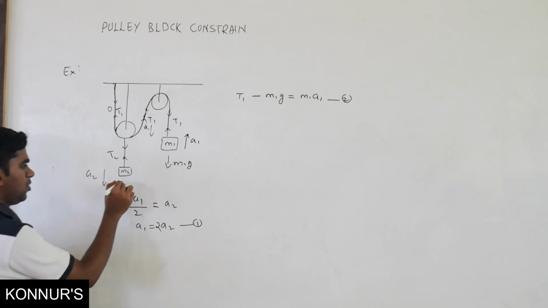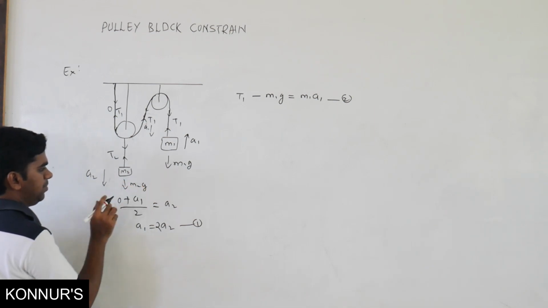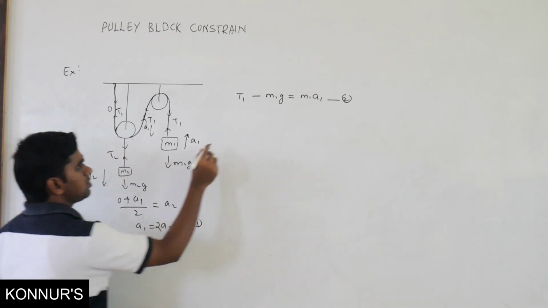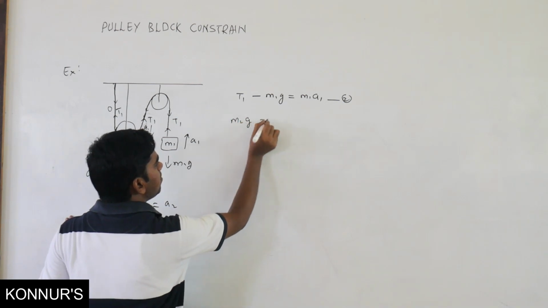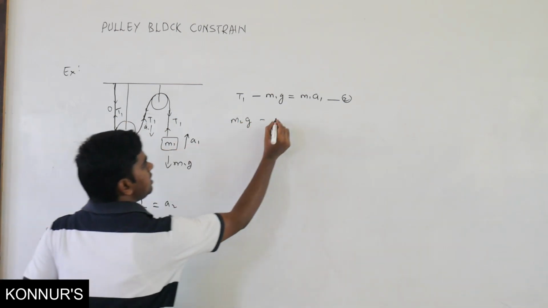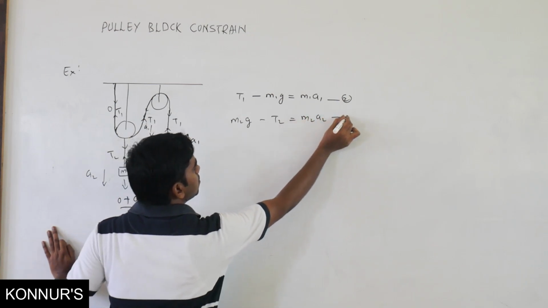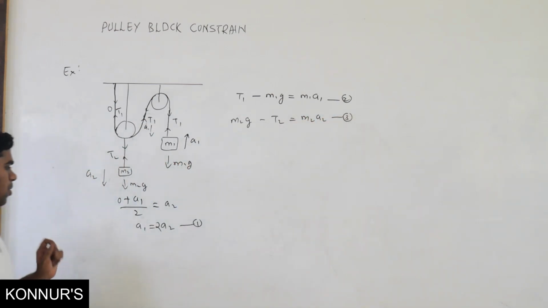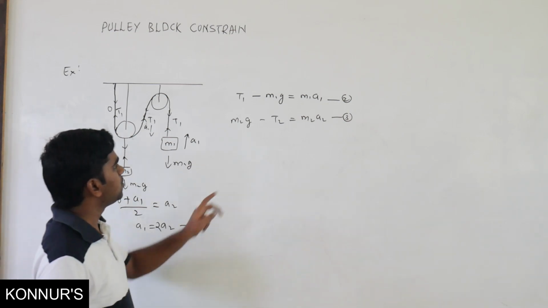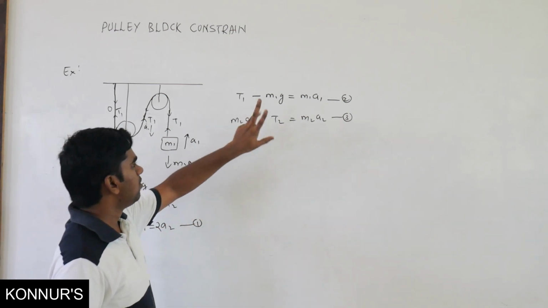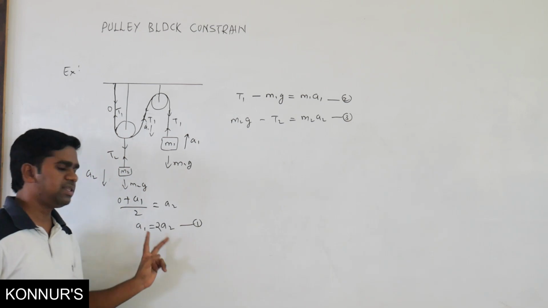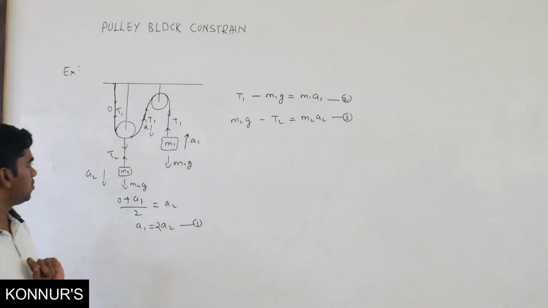Come to this one. Downward it is M2G. Since it is moving downward, M2G minus the upward force T2 equals M2A2. So you got 3 equations. How many unknowns are there? A1, A2, T1, T2. 4 unknowns are there, but we are having only 3 equations. We should get one more equation.